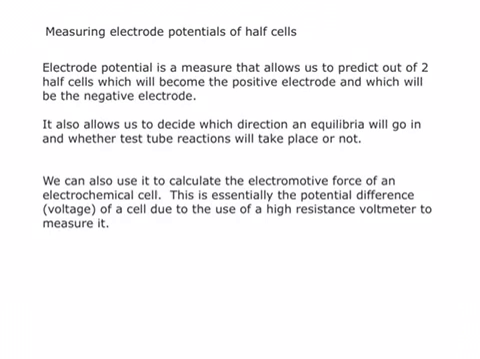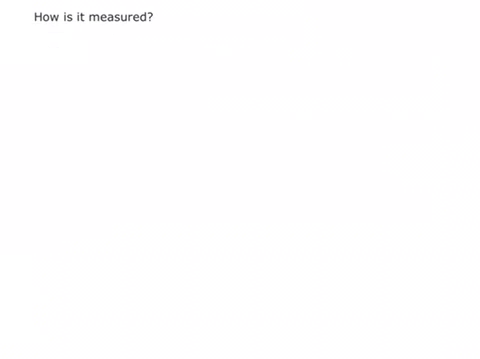We can also use it to calculate what's known as the electromotive force of an electrochemical cell. This is basically the potential difference of a cell measured in volts, and the reason why it's equal to the potential difference of the cell is because a high resistance voltmeter is used to measure it. It's measured using a standard hydrogen electrode. This is the standard reference electrode.